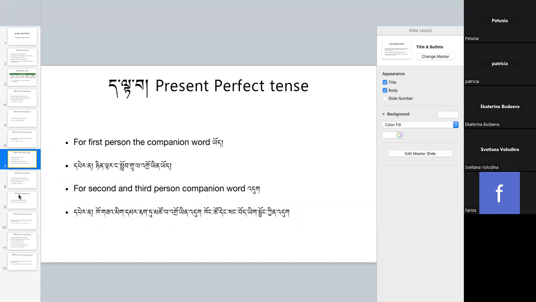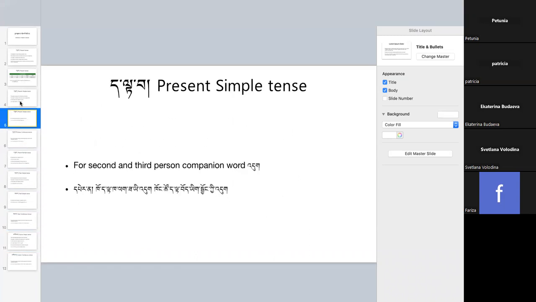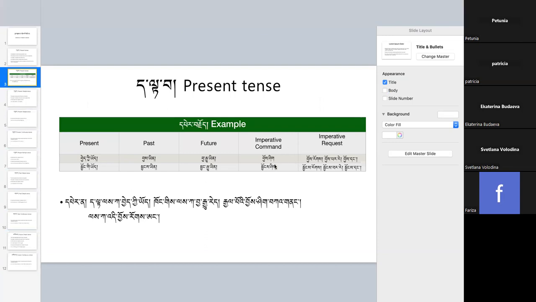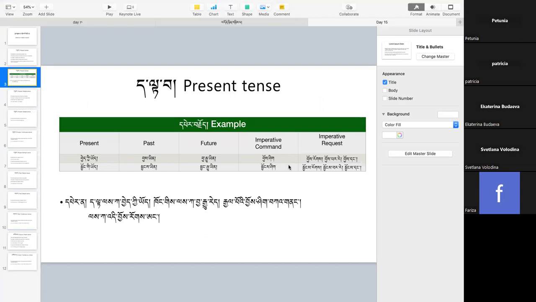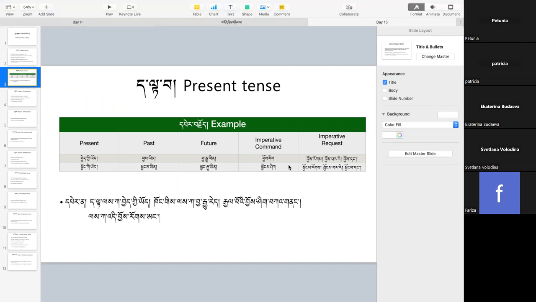So the imperative form we will discuss next time in the next class. And now we have probably one more month of the basic conversation class. One month is probably 8 to 9 classes more. We have 8 to 9 classes more, I guess.